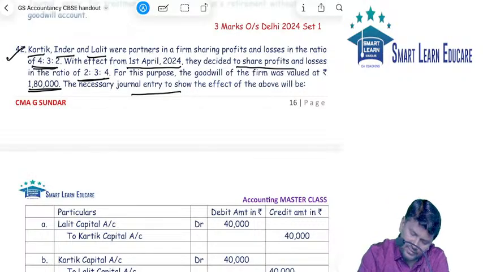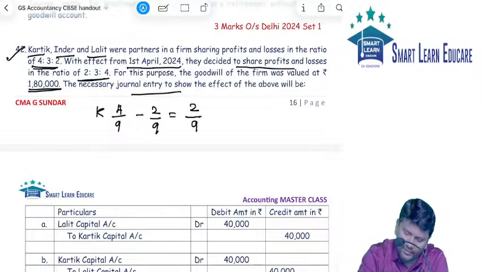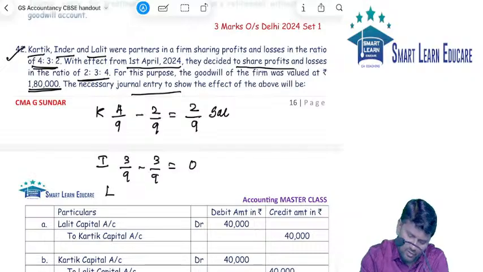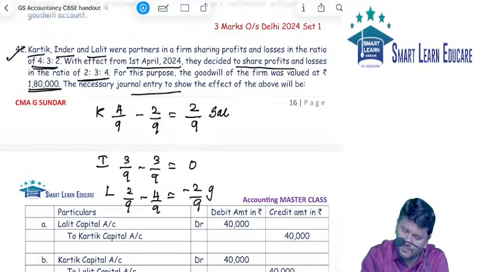So, first step, for first partner K, it is 4 by 9 minus 2 by 9. 4 by 9 minus 2 by 9 will give you 2 by 9. Answer is plus, so this partner is sacrificing. Next I calculate pannunga. 3 by 9 minus 3 by 9 will give you 0, meaning that partner is not sacrificing as well as not gaining. L, old ratio it is 2 by 9, new ratio it is 4 by 9. You will get an answer of negative 2 by 9. Appa this partner is gaining.